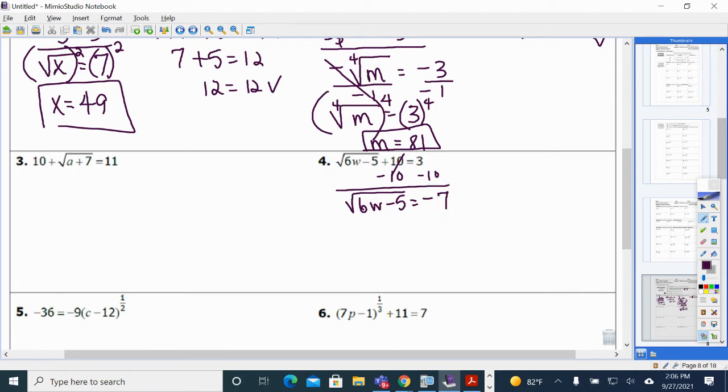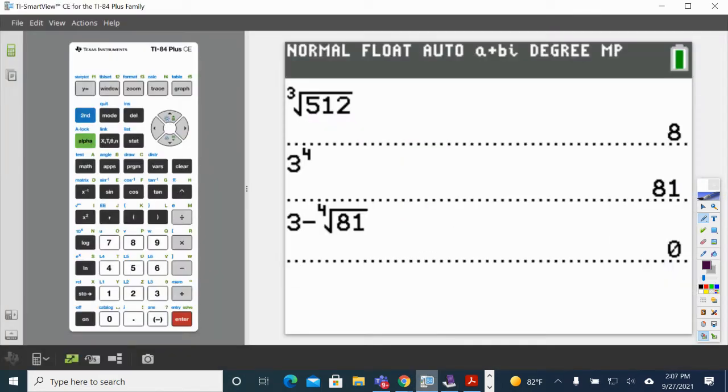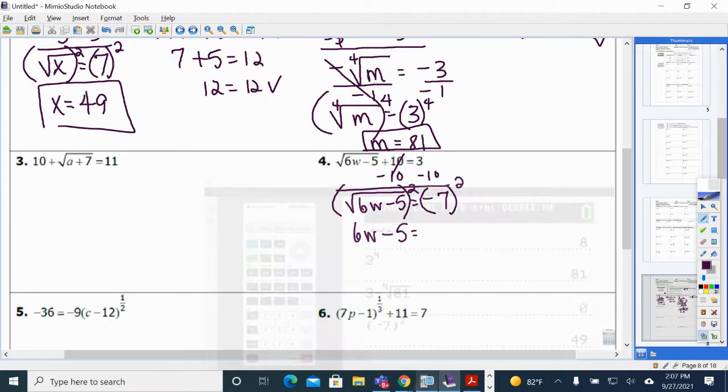Now what we want to do is get rid of the radical. Again, the understood index here is a 2, so I'm going to square both sides. And again, the square gets rid of the square root. So I just have 6w minus 5 is equal to negative 7 squared, which is a positive 49. Then we're going to add the 5.